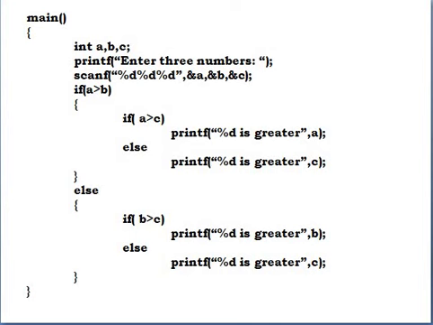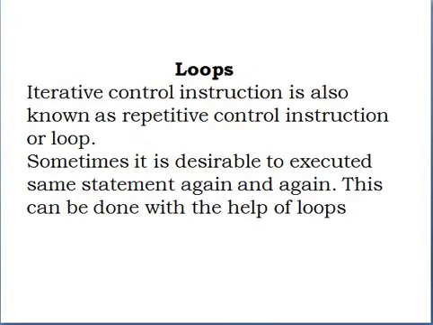Then the next control instruction is loop control instruction, also called repetitive control instruction or iterative control instruction. Repeating some portion of the program either a specified number of times or until a particular condition is satisfied. This repetitive operation is done through loop control structures. Sometimes it is desirable to execute the same statements again and again. This can be done with the help of loops.